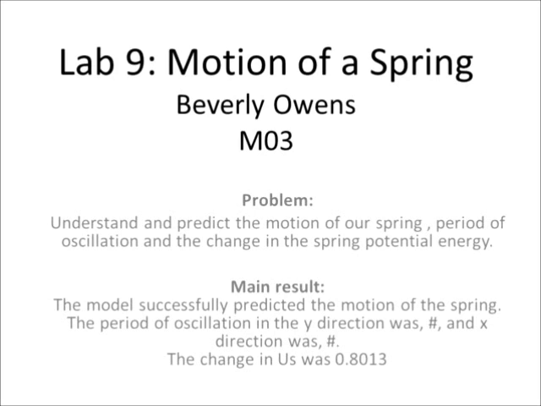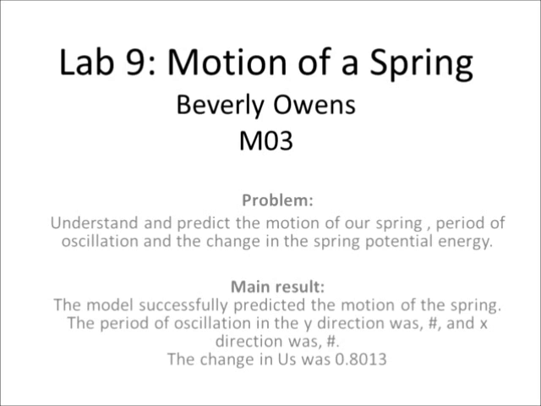The problem we are addressing is understanding and predicting the motion of our spring and making changes to the code to plot the predicted and the measured positions as a function of time. We are determining the period of oscillation in the y and x direction and calculating the corresponding changes in the spring potential energy.